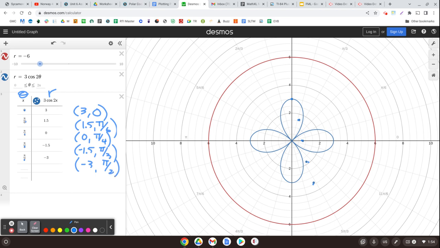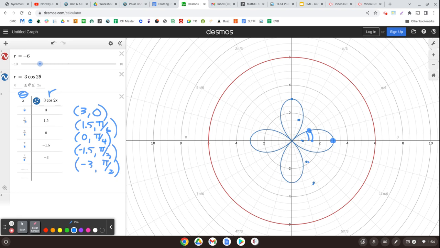3, 0 is right here. 3 units, 0 degrees. 1.5, π/6. Well, here's 1.5 right here. And π/6 is 30 degrees. And look, you can see it. It's right. Oh, sorry. This is 1.5. Bang. Right there. That's 1.5, π/6.